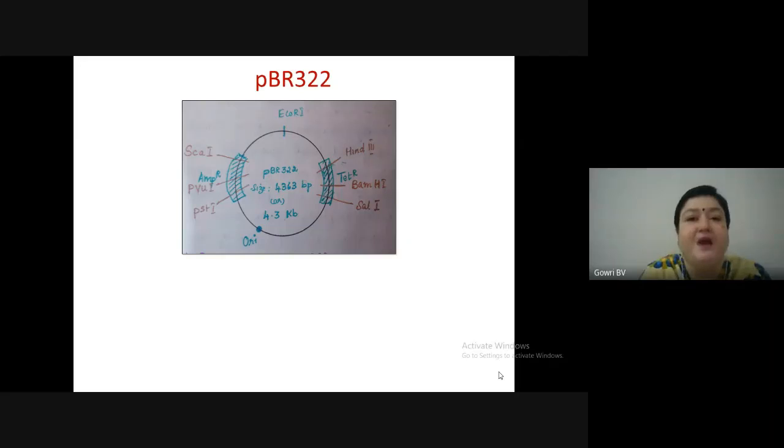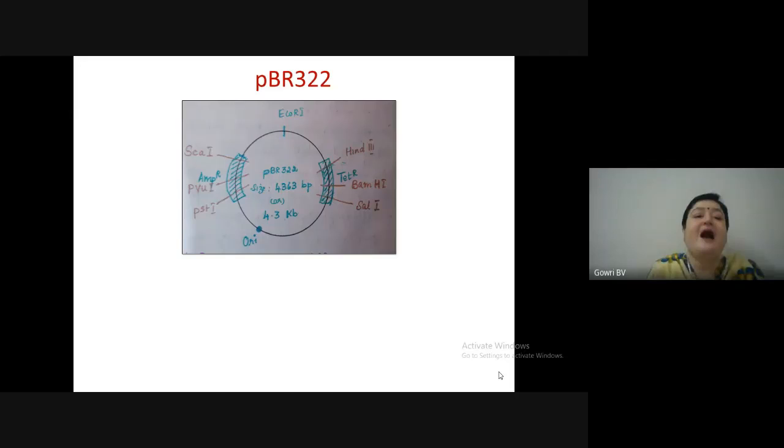I repeat, pBR322 is the smallest constructed cloning vector, of 4.3 kilobase size, 4363 base pairs. It has two resistance genes as selectable markers, the ampicillin resistance gene and the tetracycline resistance gene. The ampicillin resistance gene can be cut with the restriction endonucleases ScaI, PvuI and PstI. On the other hand, the tetracycline resistance gene can be cleaved with HindIII, BamHI and SalI. It also possesses EcoRI between the ampicillin and tetracycline resistance genes. The vector has an origin of replication to autonomously replicate.